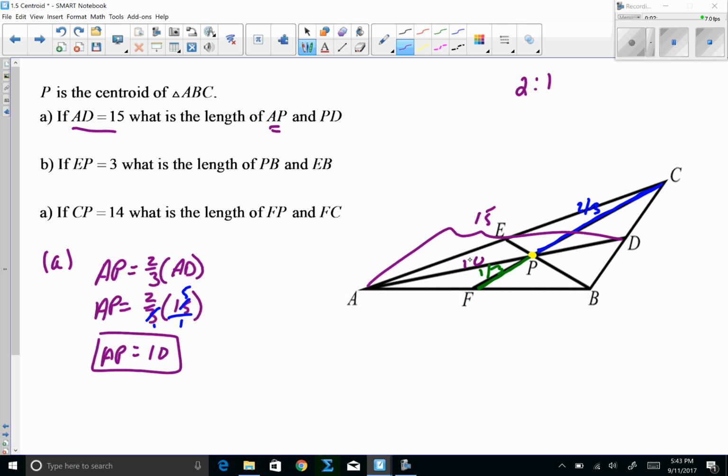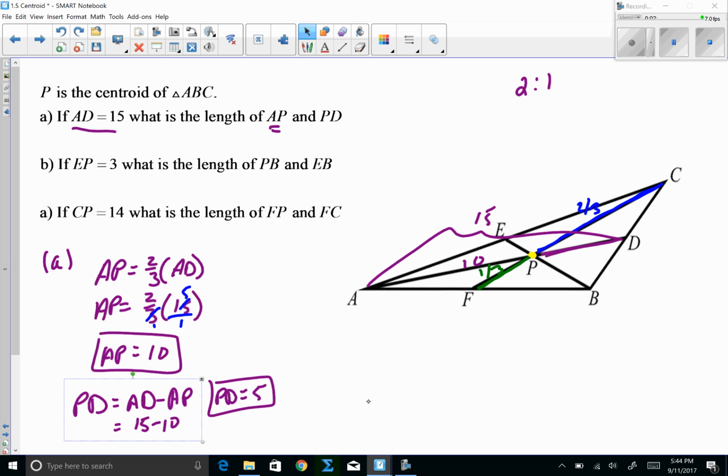Once I know that that is 10, I can simply find the other portion of it by taking the total and subtracting the part that I know. So PD in this example is simply going to be the entire line segment minus the part that we just found. So that's going to equal 15 minus 10. Therefore, PD is equal to 5. So that's how we can use our information and the facts about a centroid in order to find parts of them.